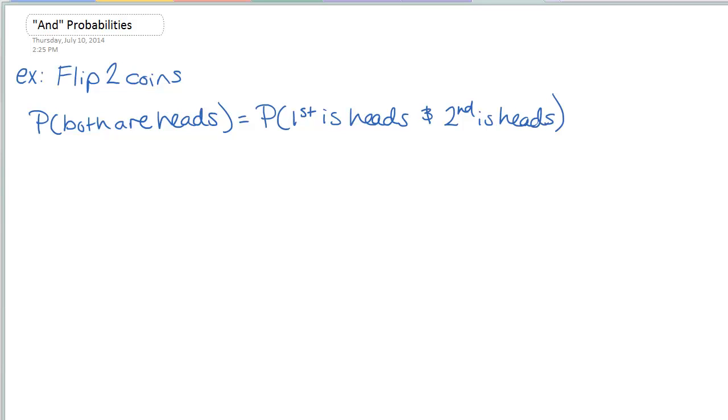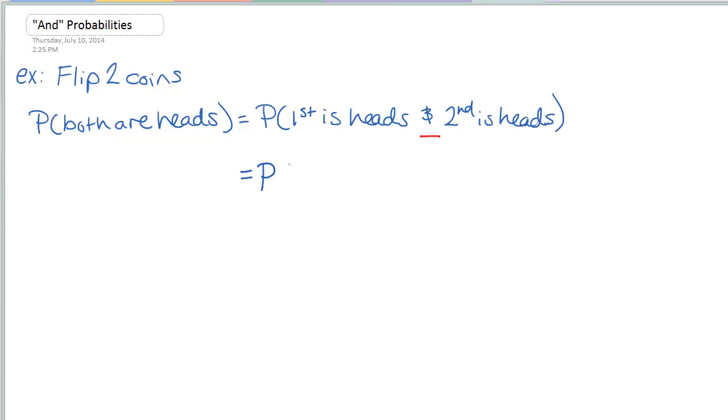So our first example here is we're flipping two coins and we want to find the probability that both are heads. Now there's a couple different ways that you could do this. You could just write out the sample space and compute it that way, and we've seen some examples like that in the past. But we can also think of this as an and probability by saying the probability that both are heads is the same as the probability that the first coin is heads and the second coin is heads. So we're thinking of these as two different events that both must happen. So this is in comparison to the or probabilities that we looked at before.